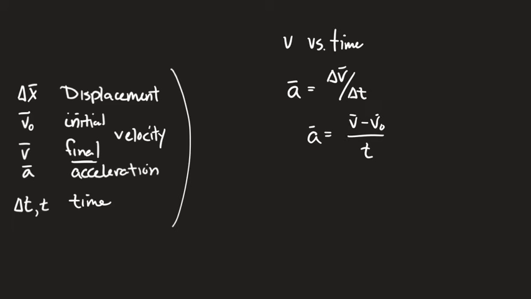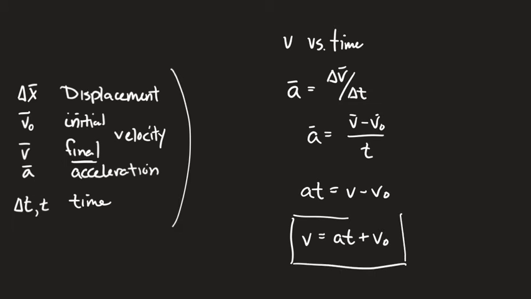Now, just using a little bit of algebra, like multiplying both sides by t, and then solving for v so it's by itself, I produce this relationship. I want to highlight this relationship for a moment because it's a motion equation.